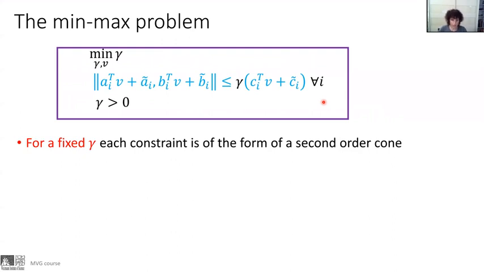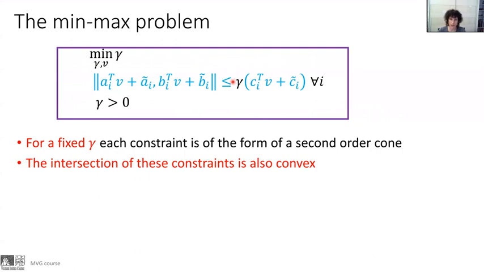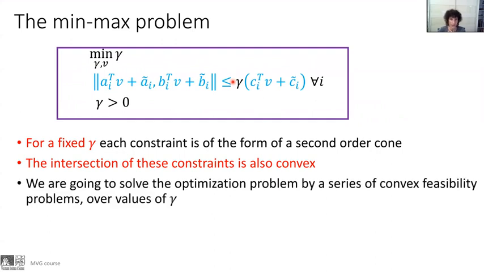So we can say the following. For a fixed gamma, we know already that this constraint is a second order constraint. This is a convex constraint for a fixed gamma, okay? Let's continue. The intersection of this constraint for a fixed gamma is also convex because the intersection of convex sets is a convex set. Let's continue. Now we are going to solve the optimization problem by a series of convex problems, actually convex feasibility problems over many values of gamma. And before we do it, I would like to give you some intuition.